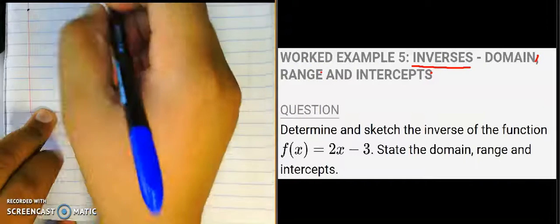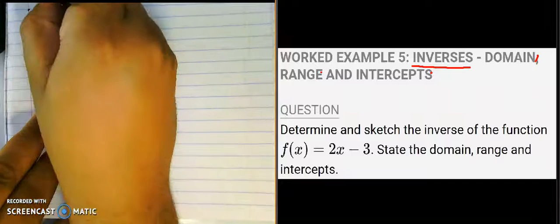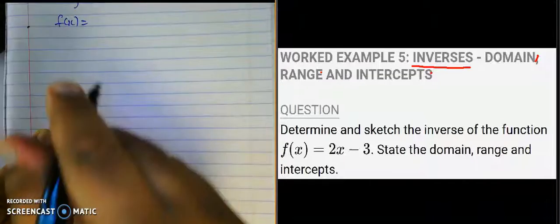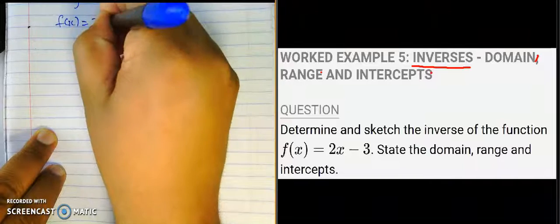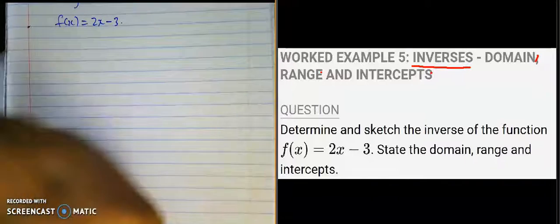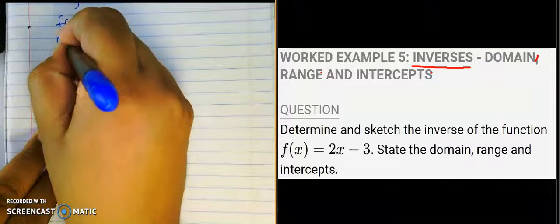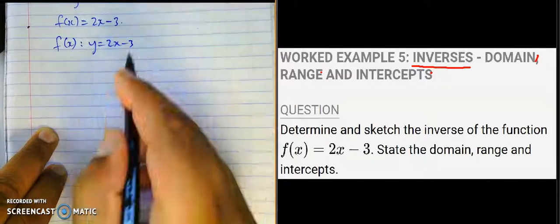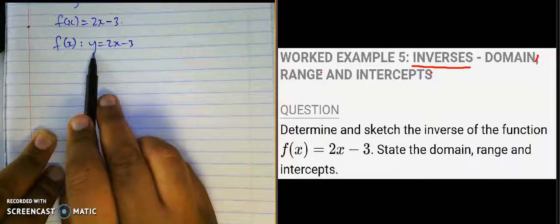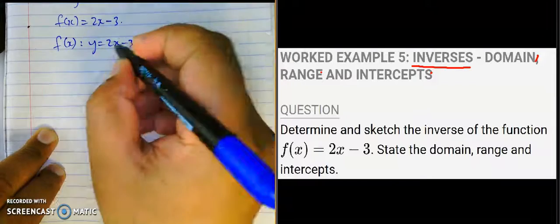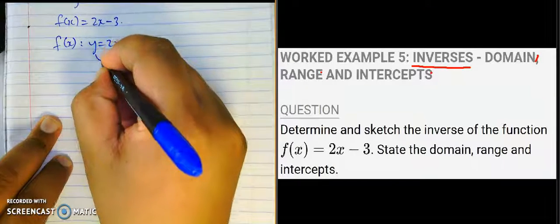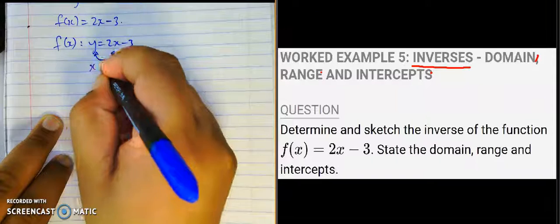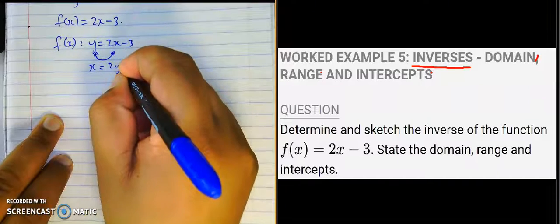Right. So first things first, let's rewrite our equation, which is f of x equals 2x minus 3. So I rewrite this, learners, like that, because one of the steps is to make y the subject of the formula. So the first step, learners, is to interchange x and y. So we're going to interchange these two variables. So this is going to become x equals 2y minus 3.